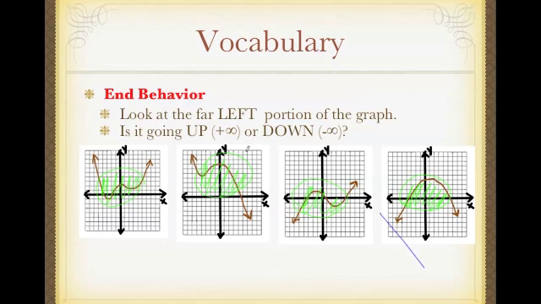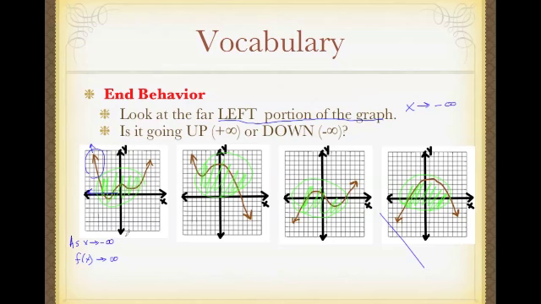If you look at the far left portion of each graph, you're looking at as x approaches negative infinity. So if I'm looking at this end, I'm looking at x as it approaches negative infinity. When we're talking about end behavior, we would say as x approaches negative infinity, f of x, the function, is approaching positive infinity because it's going up to positive infinity.